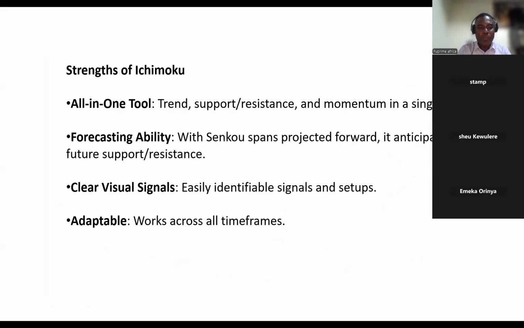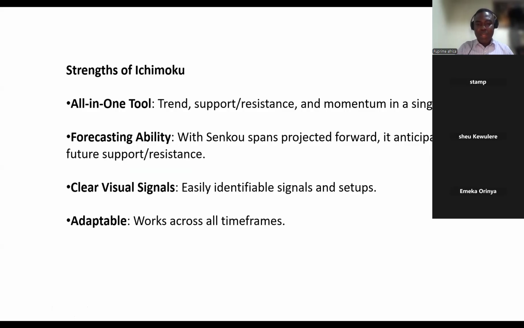Strengths of Ichimoku. Ichimoku is an all-in-one tool because it can give you the trend, support, resistance, and even momentum in a single view. Forecasting ability. Now, there's a part of it called the Senkou. I don't want to go into the complex name so that it doesn't become difficult for you to understand. That's why I use moving averages. They're actually moving averages, but then there are also Japanese names used for them, which I don't want to make complex by going into those names. So let's just take it as moving averages.